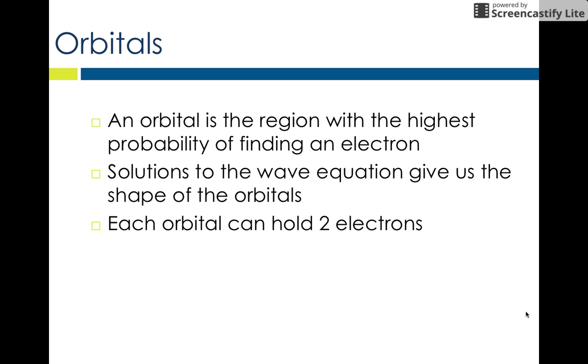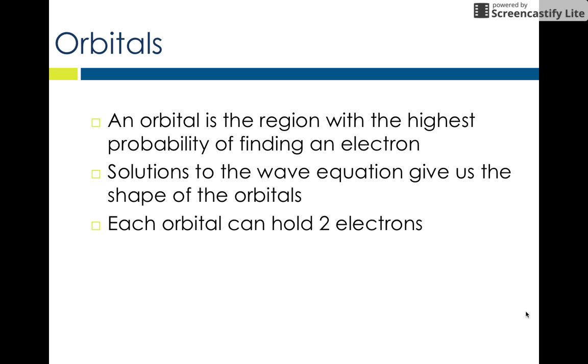The solution to Schrodinger's wave equation gives us the shape of the orbitals. If you want to get into that, you've got to go take some multivariable calculus. We're not going to do that here. We're just going to look at the shapes that we get out of it. You'll also need to know that each orbital can hold only 2 electrons, and we'll look at exactly why that is in a few minutes.